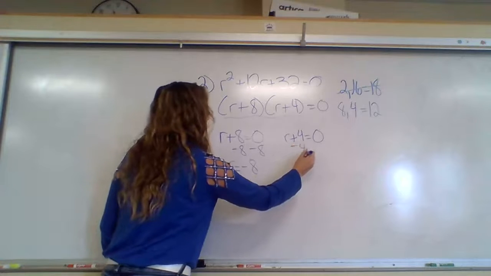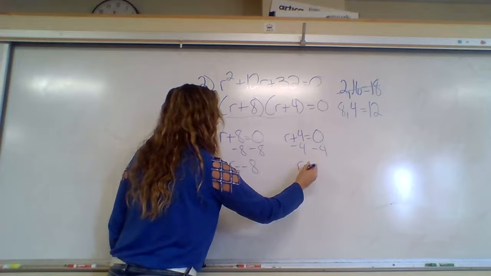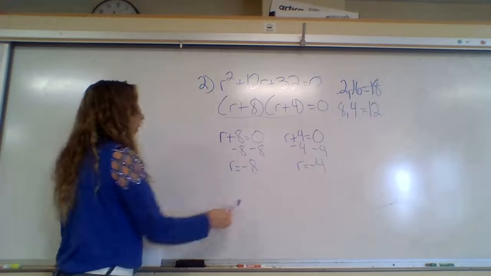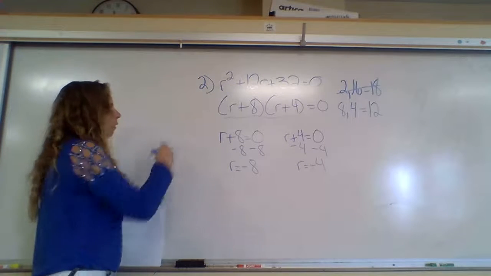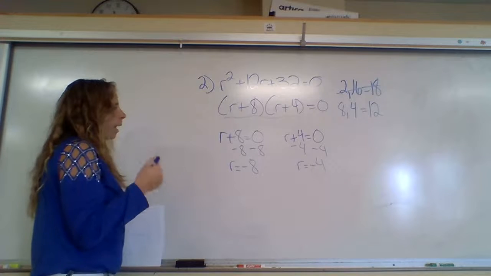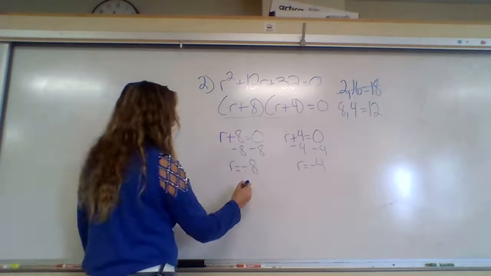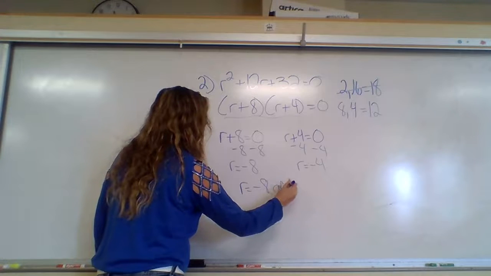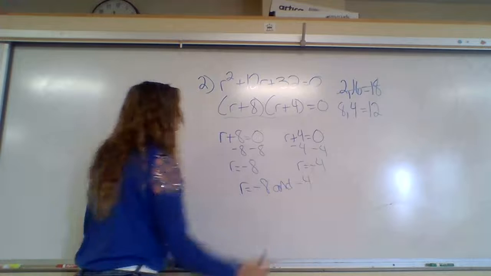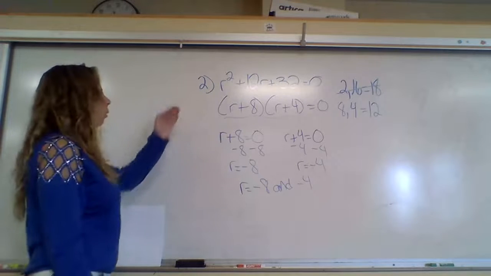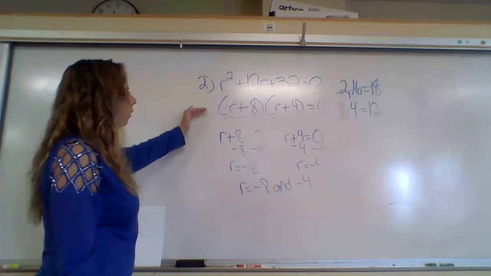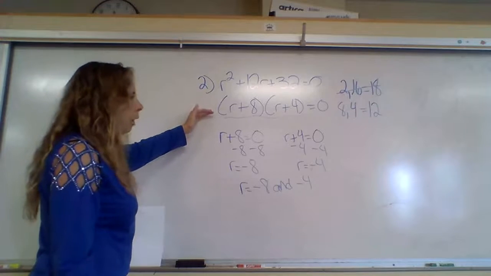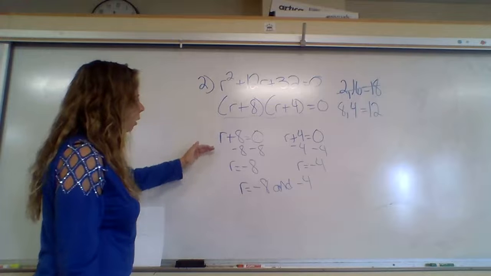And R would also equal -4. So those are your intercepts. If you graph this, your x-intercepts will be -8 and -4. Once again, that is how you solve by factoring. If you stop here, I'm not going to give you credit. You have to solve it.